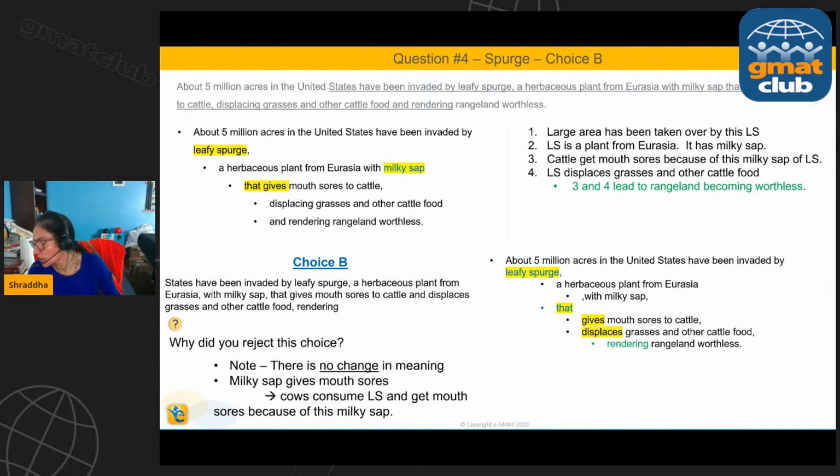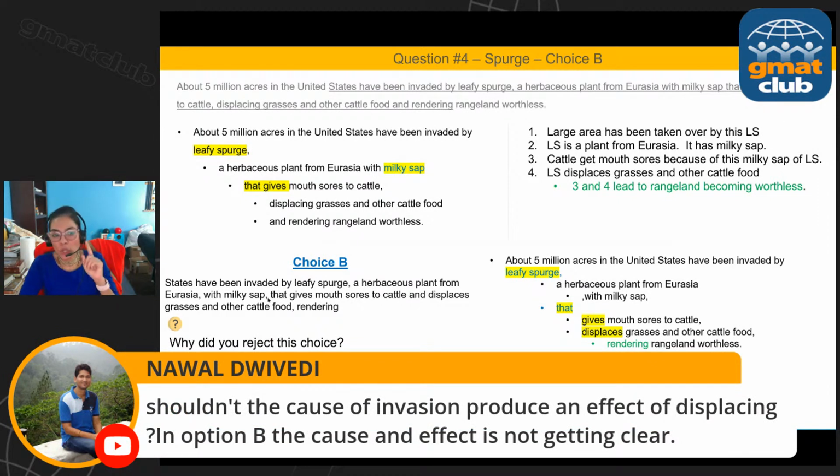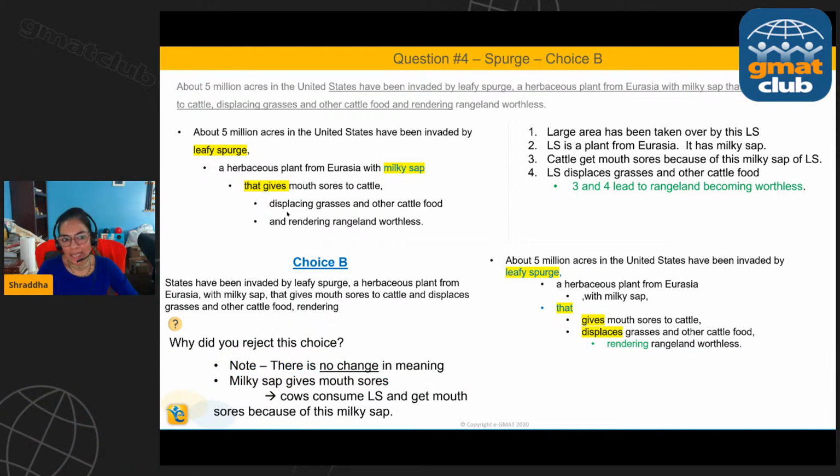Yep. Shouldn't the cause of invasion produce an effect of displacing? In option B, the cause and effect is not getting clear. Naval, I don't agree to your analysis, because if you thought that in original answer choice, displacing and rendering, again, another student also did the same. And again, take a look at that. If you are thinking that displacing is actually modifying have been invaded, that is fine. I understand that because such a huge area has been invaded by leafy spurge. Leafy spurge has ended up displacing grasses and other cattle food.